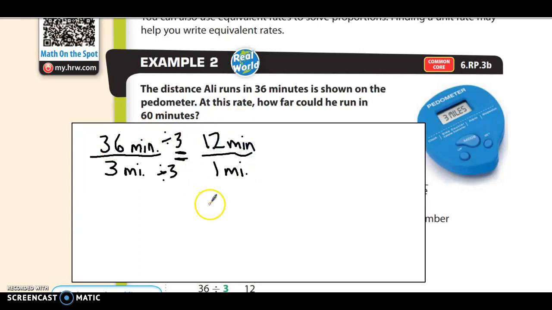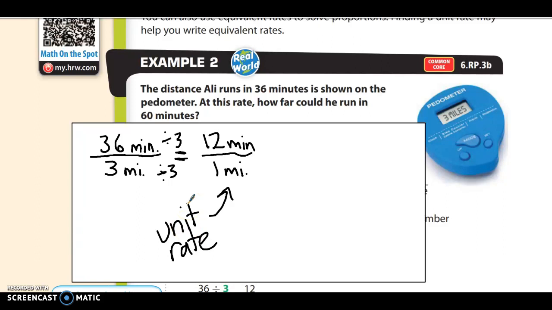Now this right here has a special name. It is called the unit rate. Ali ran 3 miles in 36 minutes. But a different way of describing that is Ali can run 1 mile for every 12 minutes.